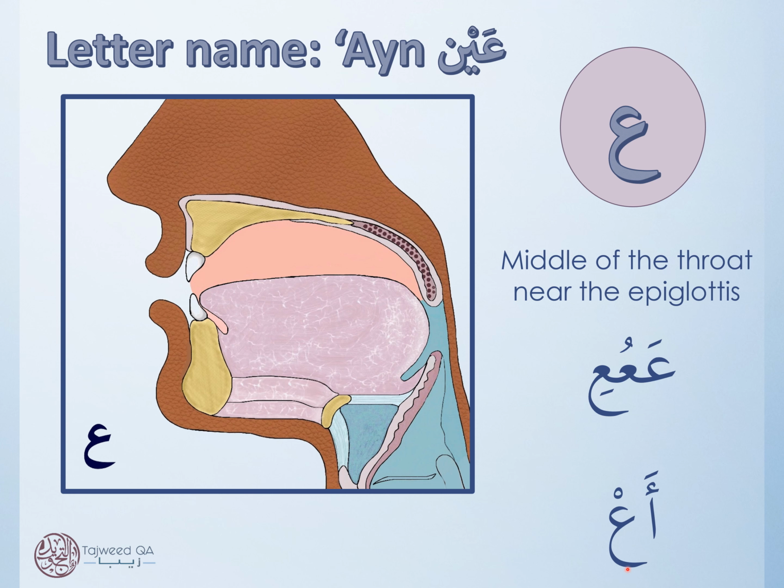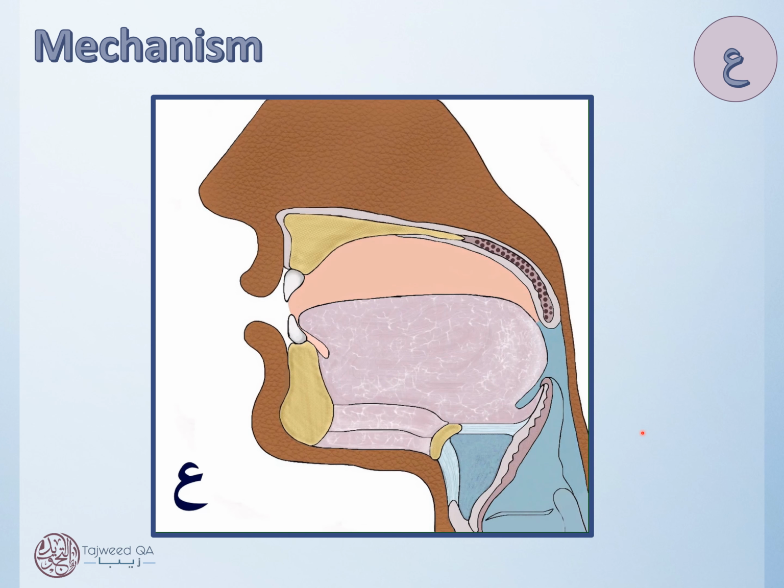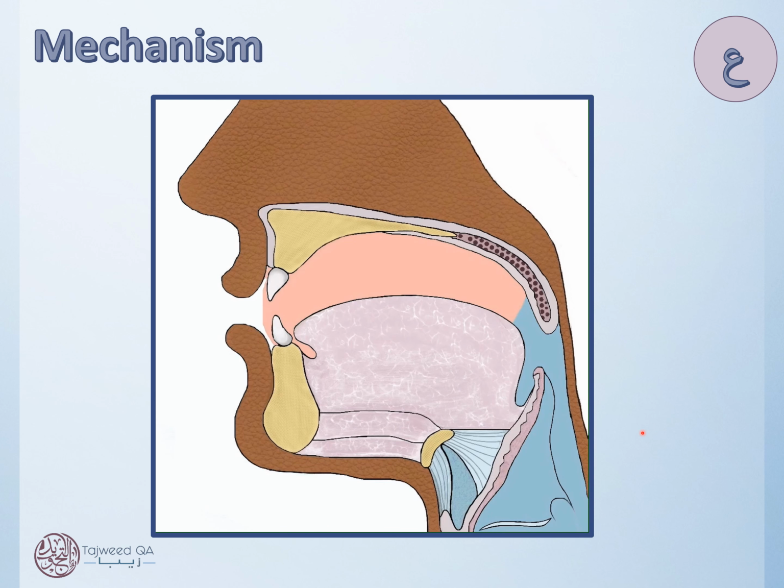So in this video, again, we can see how the tongue is pushed back to pronounce Ayn. So you can see this flap area which is opened up to push back.